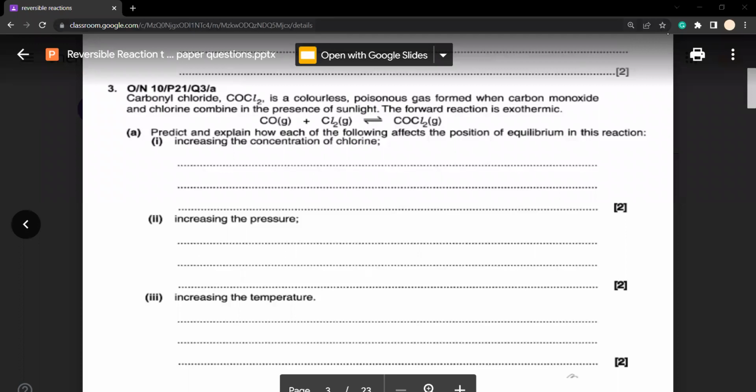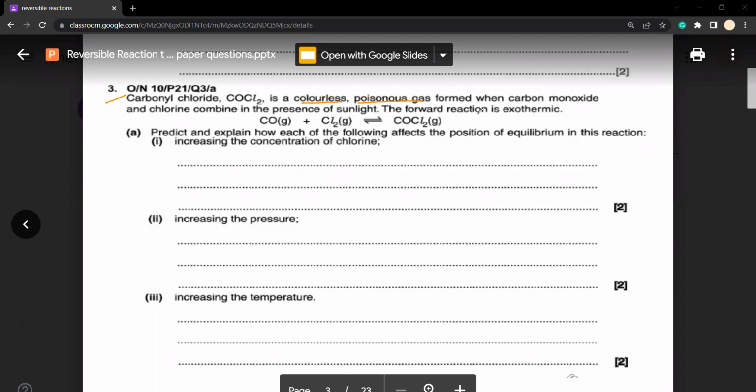Our first question is from October/November 2010, question number 3. You can look for this particular question. It says that carbonyl chloride, COCl2, is a colorless poisonous gas, formed when carbon monoxide and chlorine combine in the presence of sunlight.